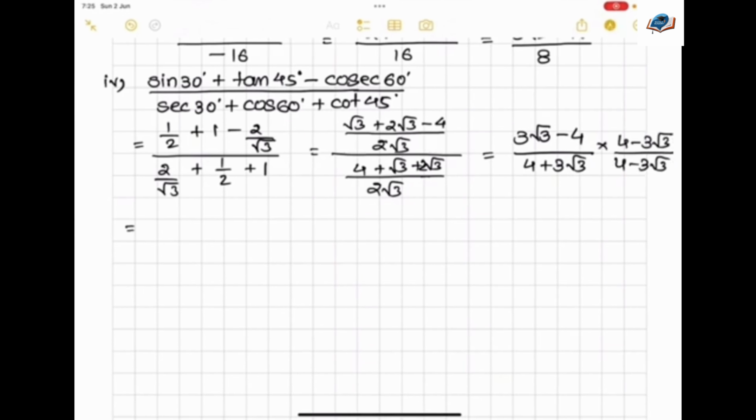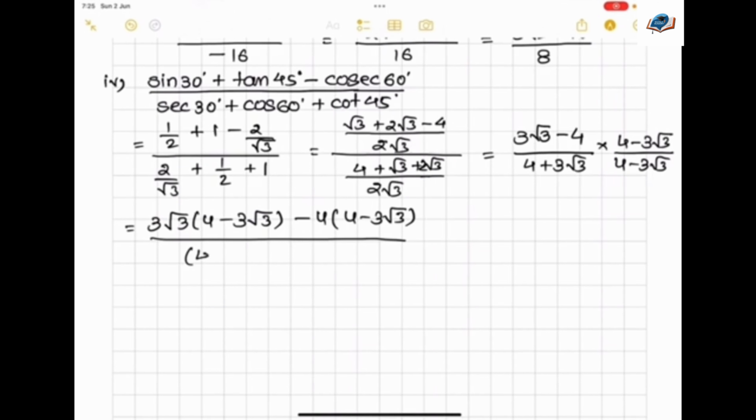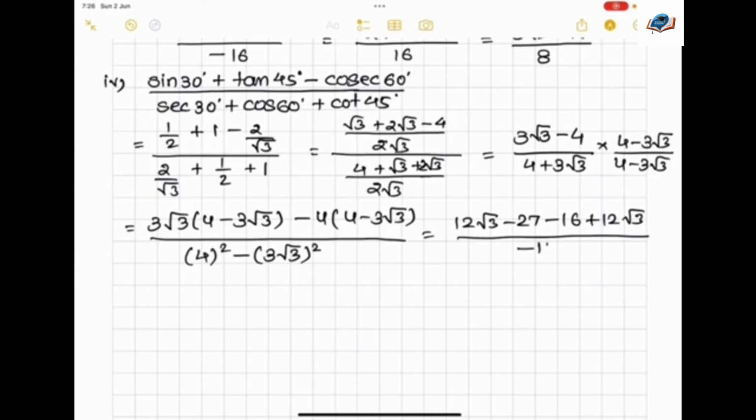Again multiplying with the opposite sign to rationalize the denominator. So 3 root 3 minus 4 into 4 minus 3 root 3, upon 4 whole square minus 3 root 3 whole square. So that will be 12 root 3 minus 9 into 3, so 27, minus 16 plus 12 root 3 whole upon minus 11. So that will be 24 root 3 minus 43 upon minus 11. Now minus sign I am taking up. So 43 minus 24 root 3 upon 11.